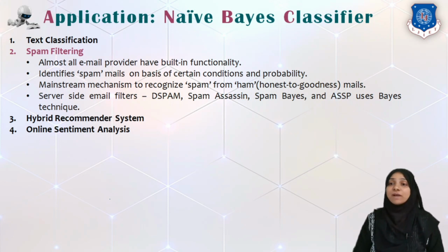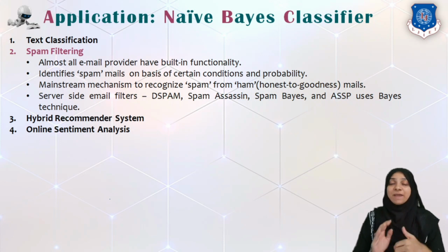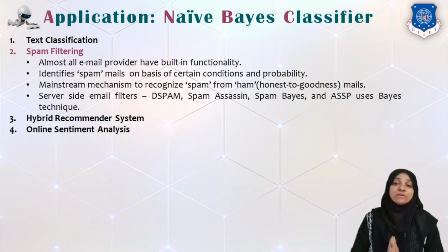Another category of classification problems solved using Naive Bayes is spam filtering. As you know, nowadays all email providers have this inbuilt functionality which identifies some of your mail as spam. They directly move those mails into the spam folder based upon some mechanism, and that mechanism is nothing but the Naive Bayes classifier. We can also use other supporting classifiers which are specific to our email system, and those email filters are DSpam, SpamAssassin, SpamBayes, and ASSP.